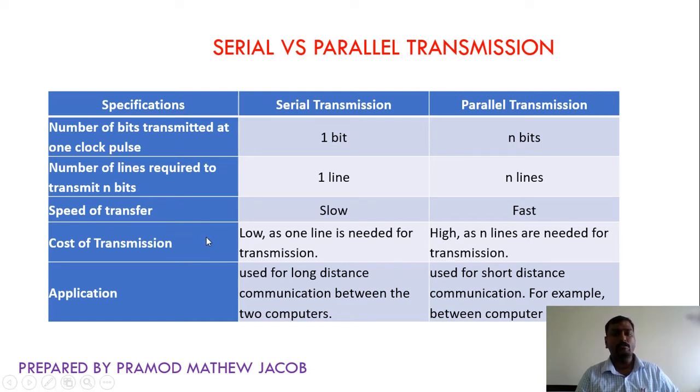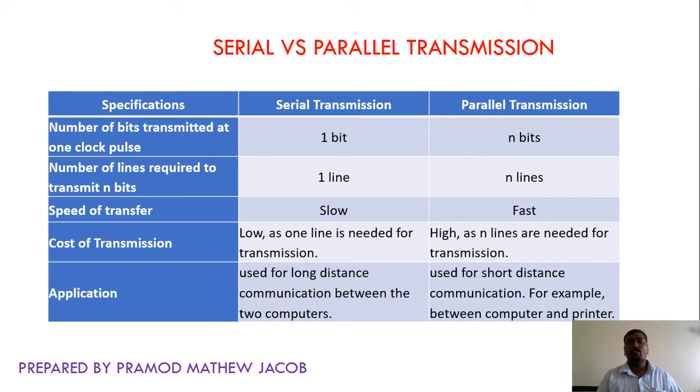The cost of transmission is low in serial transmission as only a single wire or single line is needed for transmission, whereas in parallel transmission the cost is high as n lines are needed to transmit n bits. Serial transmission can be used for long distance communication between two computers, and parallel transmission is used for short distance communication, for example, the communication between a computer and its printer.